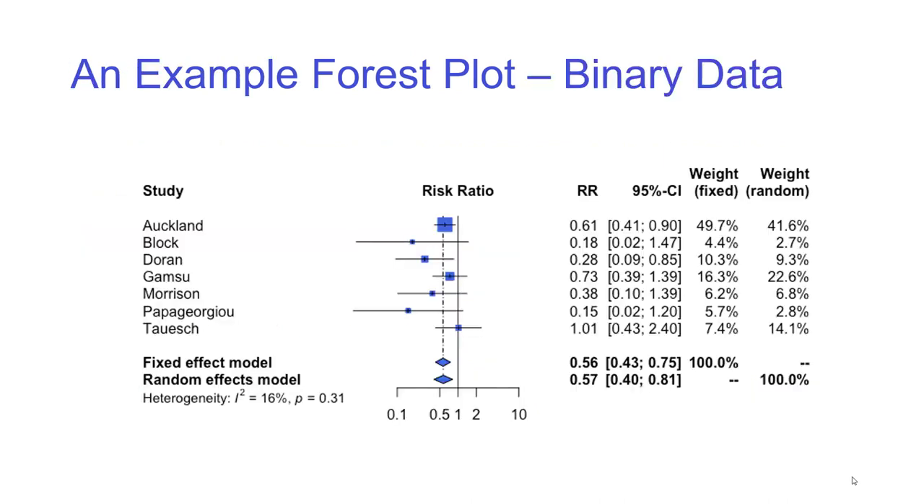So here's an example of a forest plot for some binary data. Here you've got the study, so that will be the first author. Sometimes you'll also have the year that they've done. This one's measuring risk ratios because that's the typical thing that you use with binary data. It could be odds ratios as well.